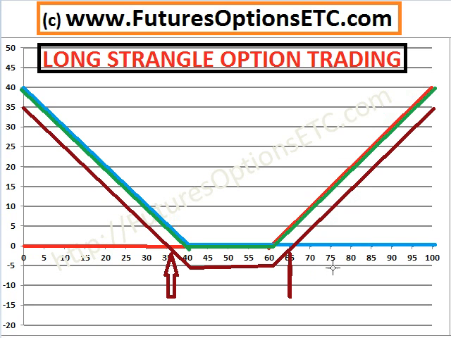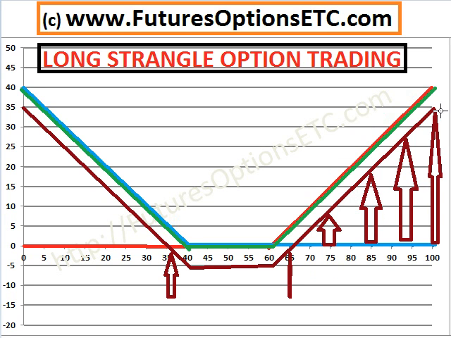Here I can see that above 65 I have profit potential. As the stock price keeps on increasing, my profits will keep on increasing linearly. The more the underlying stock price moves in the positive direction, the more profit I'll make. At 85 I'll make a profit of 20, at 95 I'll make a profit of 30, at 100 I'll make a profit of 35. Similarly, if the stock price goes below 35, then I'm going to start making profits again.